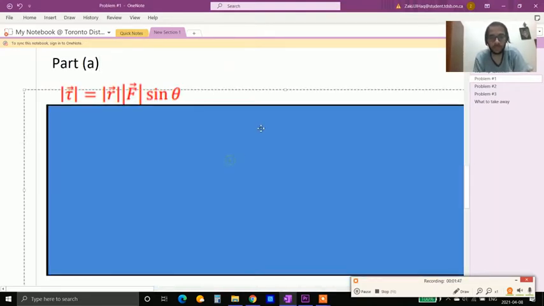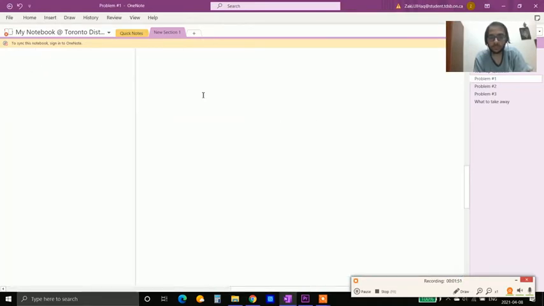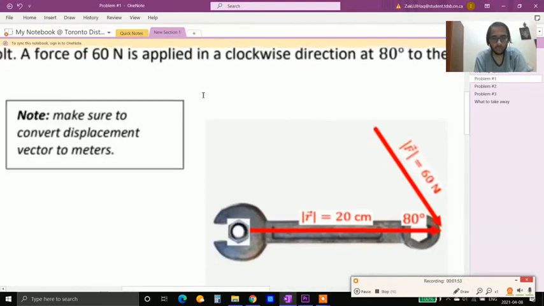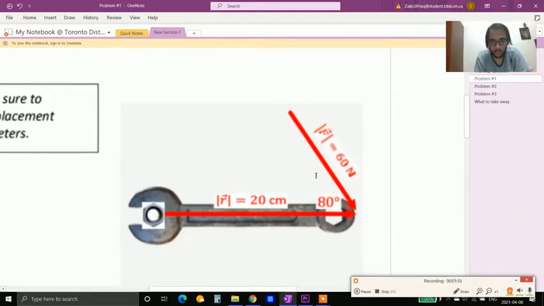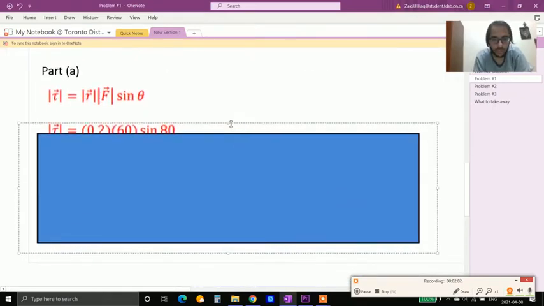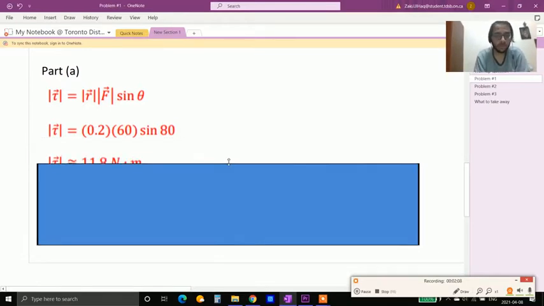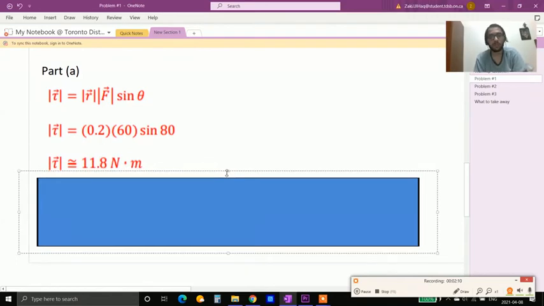So if we plug all that in, remember our r value was 0.2, and just to confirm that with you guys, I'll just show you again. This is 0.2, this is 60 newtons, and this is 80. So we have all of our values right here. We just need to draw the diagram to understand how to use them. So plugging all these values in, we have 0.2 times 60 times sine of 80. And if we plug all that in, we get 11.8 Newton meters.